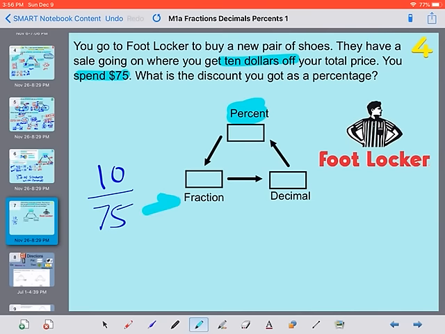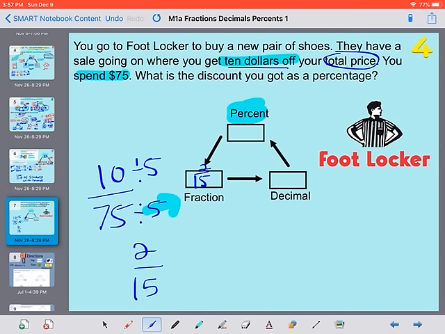Right now we have it written as a fraction. So I'm going to actually simplify this. These are both multiples of 5. 10 divided by 5 is 2. 75 divided by 5 is 15. The reason why I wrote $10 on the top is because it was $10 of your total. So this was our discount out of the total, because we want the discount as a percentage. We don't really care about the total price apparently. So we have it as a fraction. Now we just need to divide to get that as a decimal.